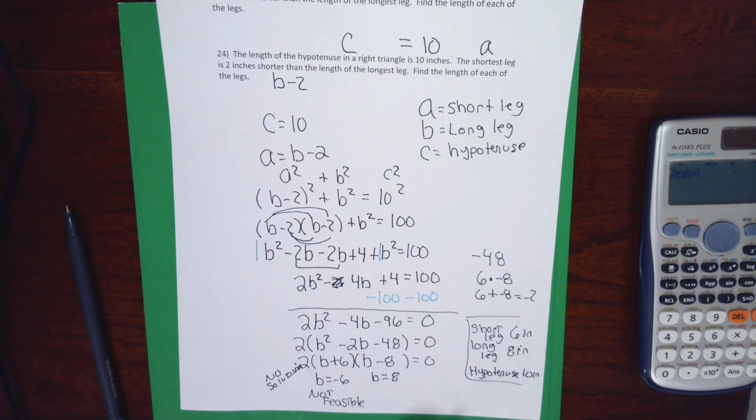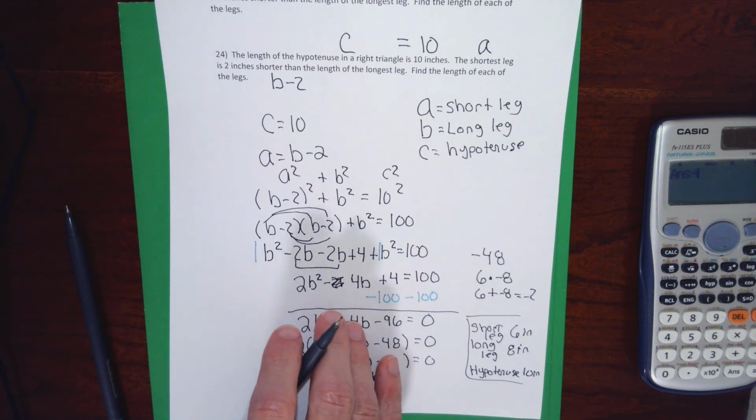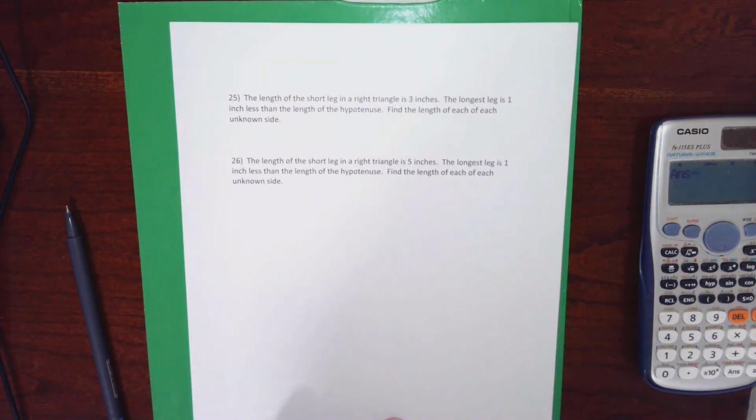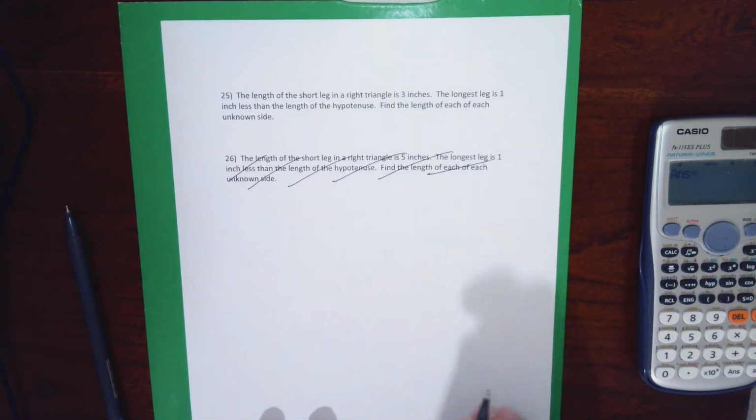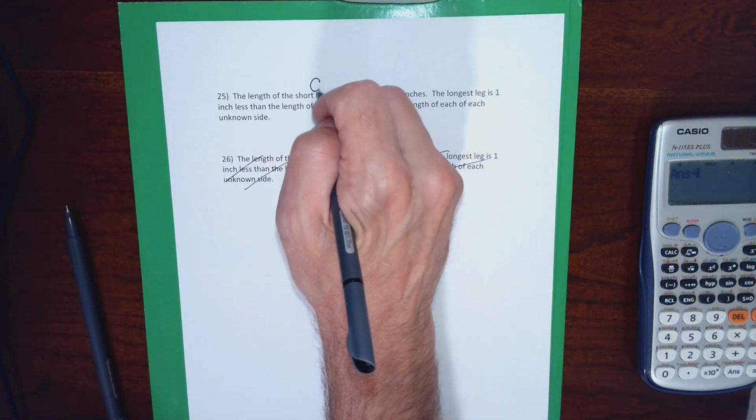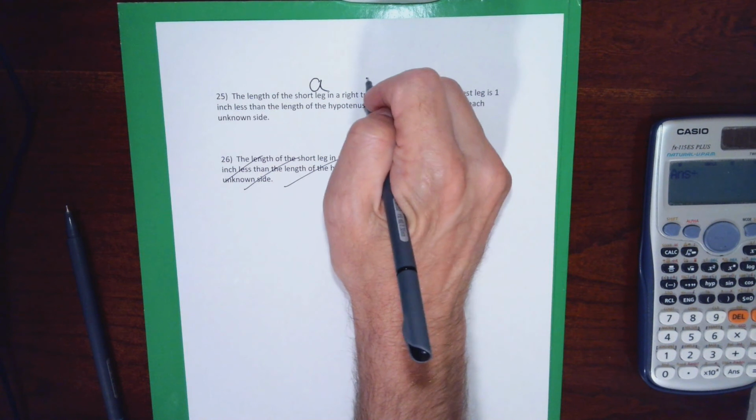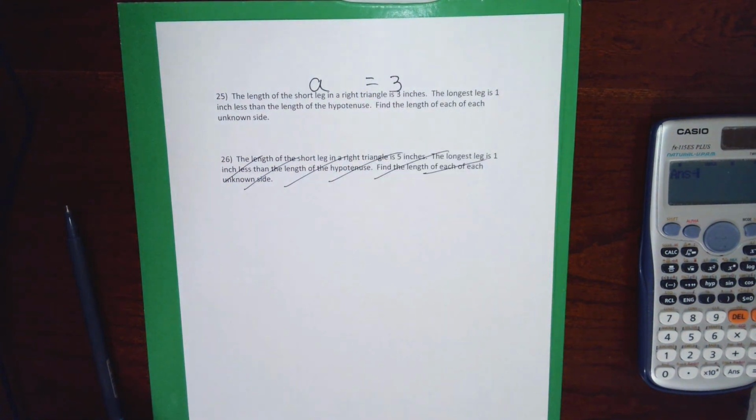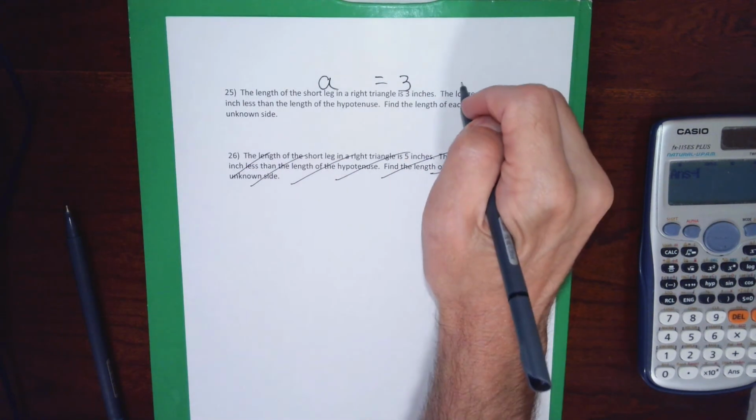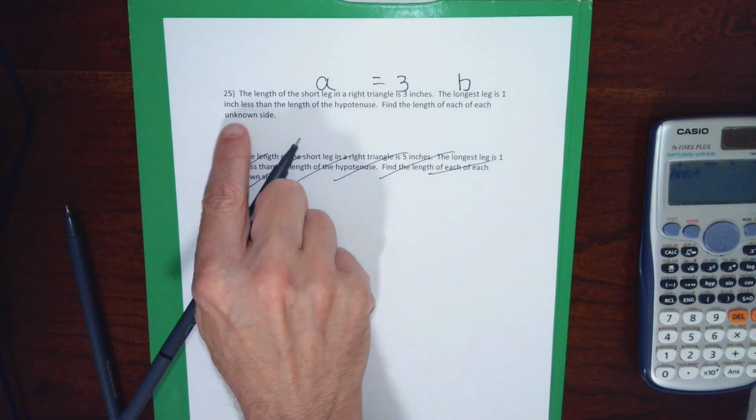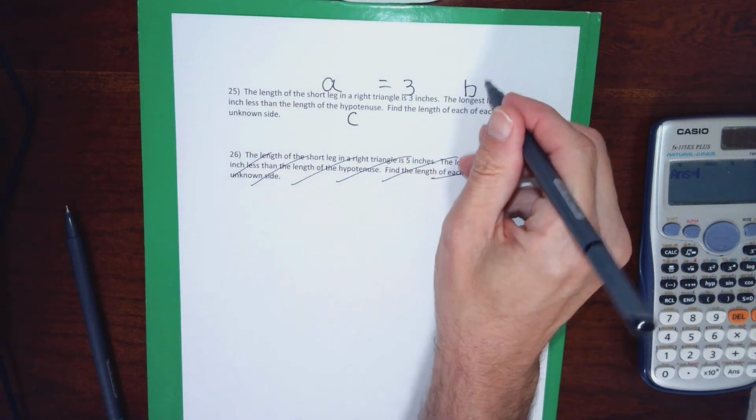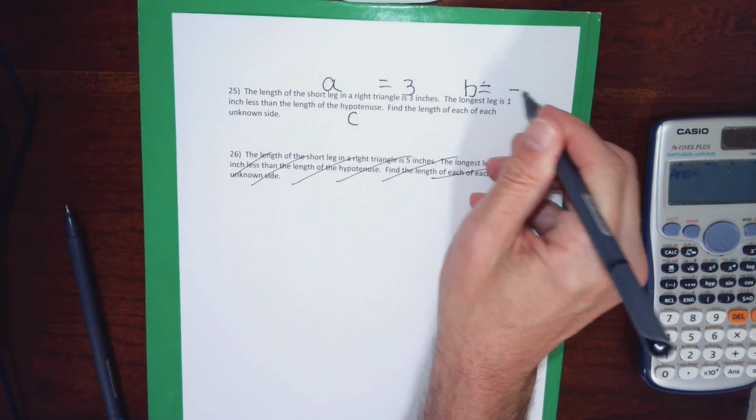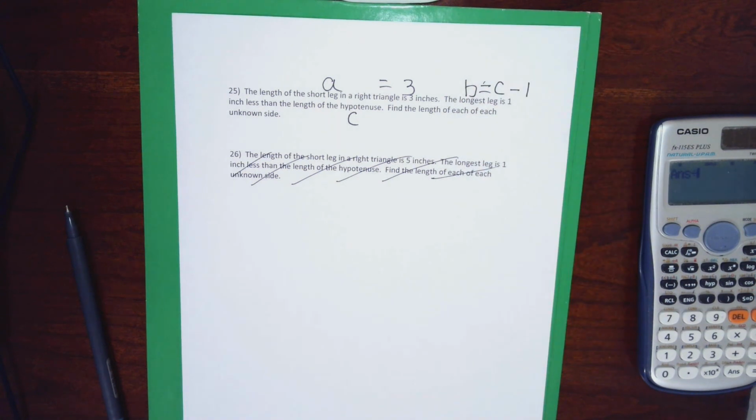Last problem for the chapter other than the practice test. Let's do 25 together just to knock it out for you. So 25, the length of the short leg in a right triangle A is 3 inches. So that's just A equals 3. Second sentence, the longest leg B is 1 inch less than the hypotenuse C. Less than is a subtraction and you switch the order. So 1 inch less than the hypotenuse is going to be C minus 1.